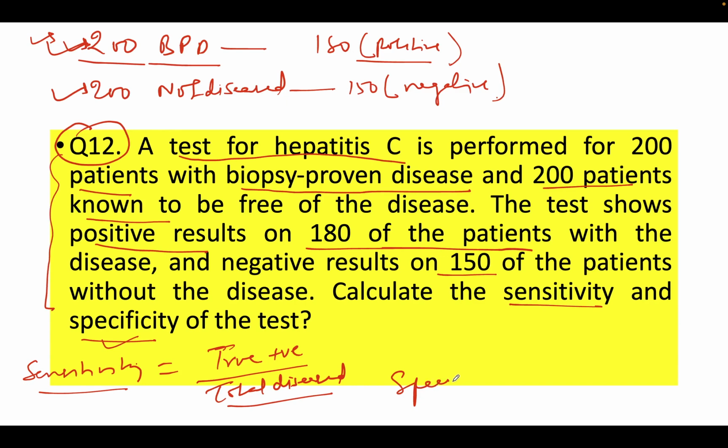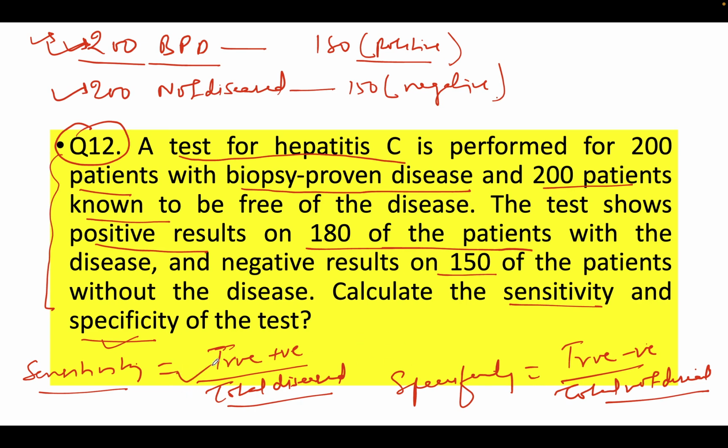Now what is specificity? The ability of the screening test to correctly identify true negatives out of total not diseased, right? Out of total not diseased means those who are not suffering from disease, the test has been applied, and how many are true negative. Now if you have understood this, the question can be solved right here.